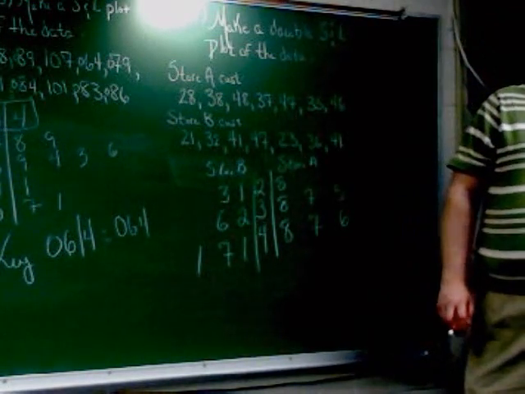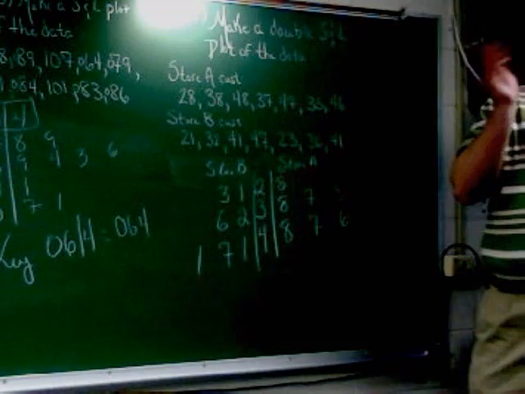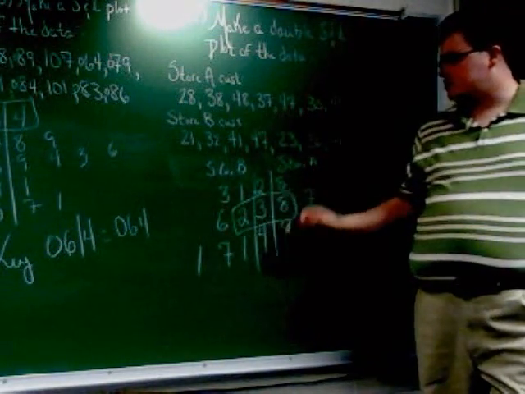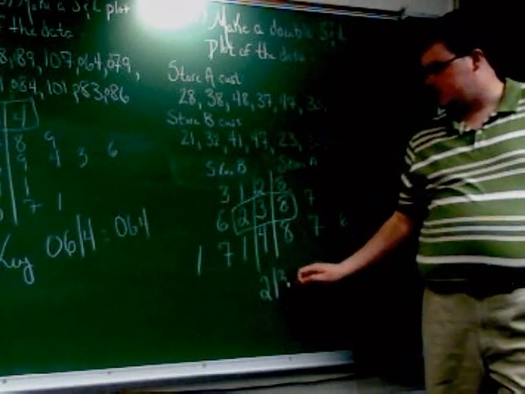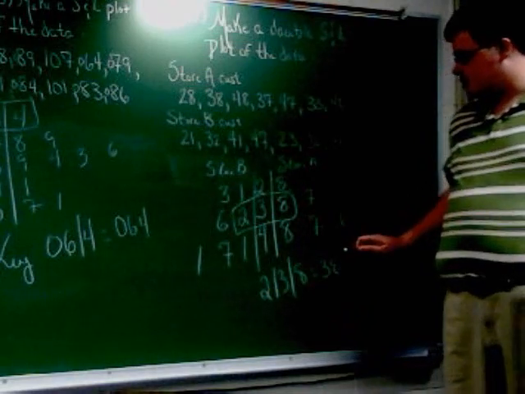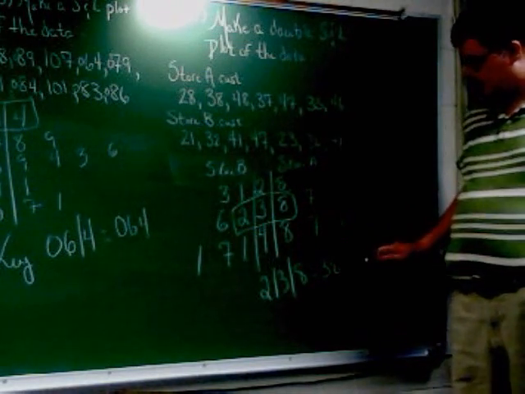You have to include a key. The key has to grab information from both sets of data. So I'm going to grab this piece of information here, and I'm going to say 2 bar 3 bar 8 equals 38 and 32.